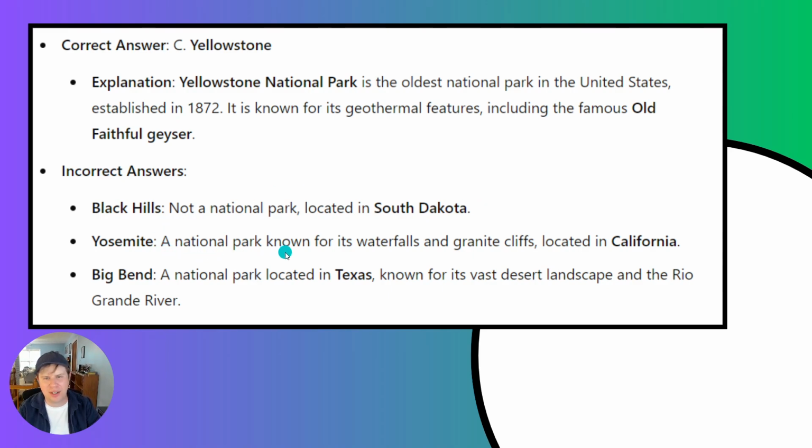Yosemite is a national park known for its waterfalls and granite cliffs, located in California. And Big Bend is a national park located in Texas, known for its vast desert landscape and the Rio Grande River.